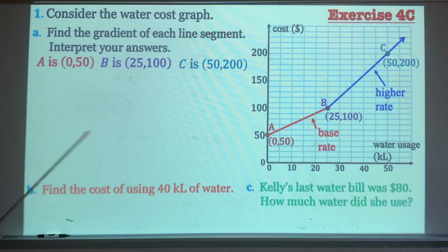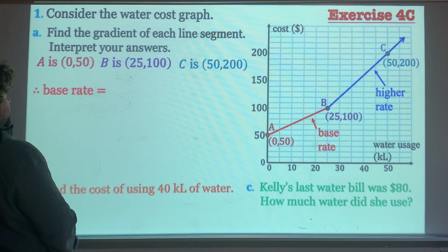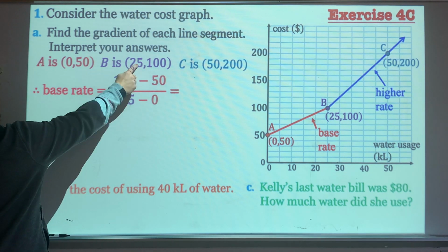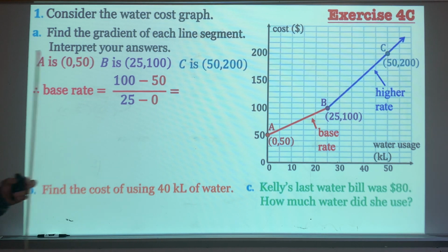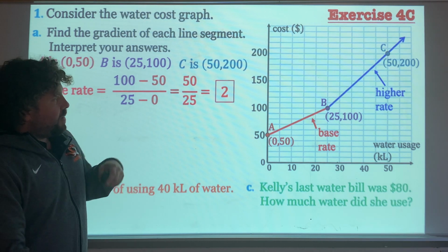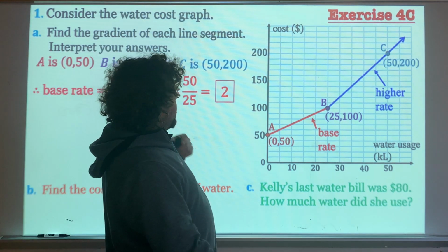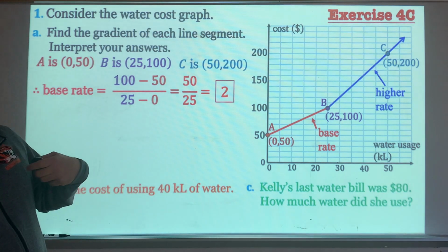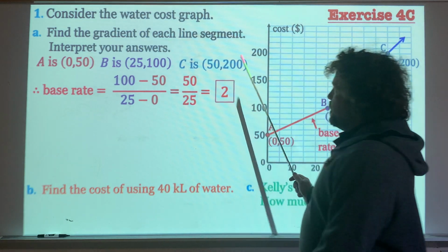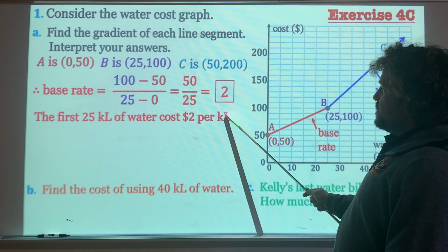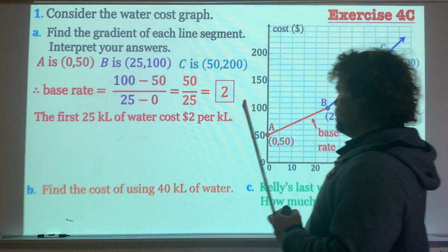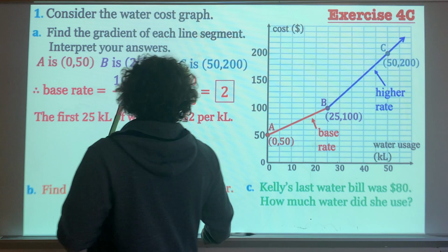So, first thing we're going to do is find gradient AB, your base rate. Y2 minus Y1 over X2 minus X1: 100 minus 50 over 25 minus 0. 50 over 25, your base rate has a gradient of 2. That means you're paying $2 for every kiloliter of water. The first 25 kiloliters of water cost $2 per kiloliter.